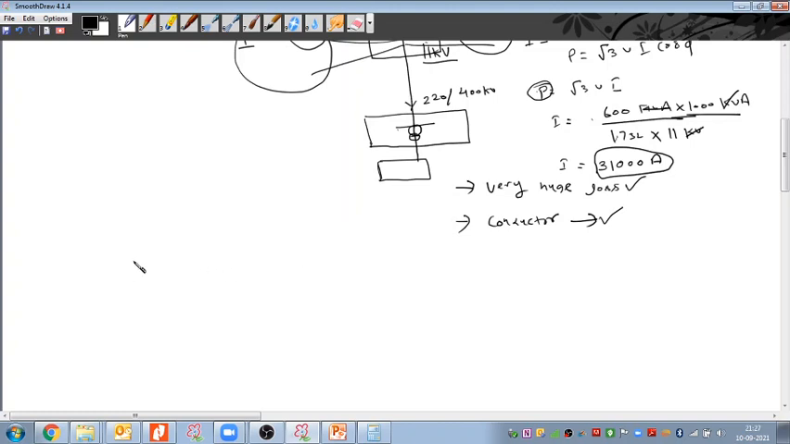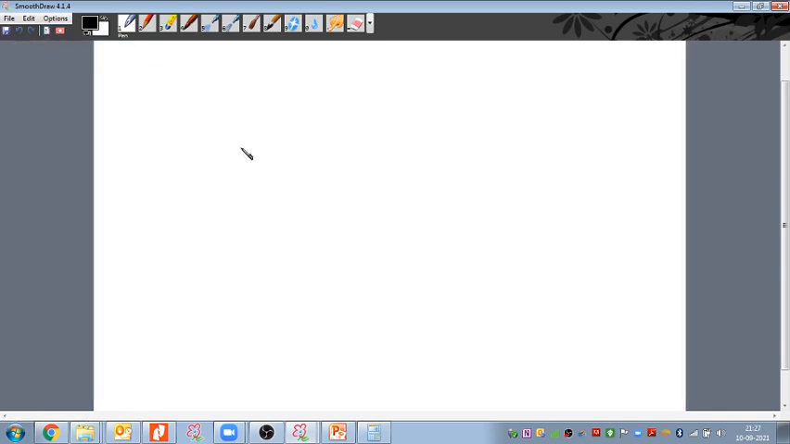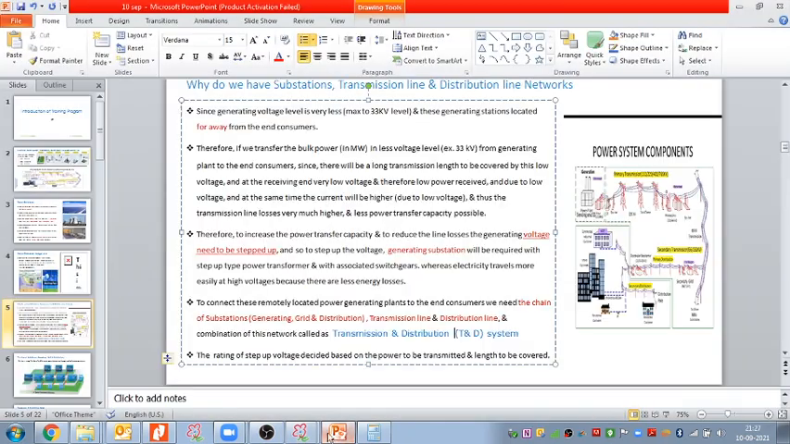Let us make some takeaway points from what we discussed. After this class, what is our takeaway? We discussed the background of T and D, what the system involves in T and D, and why this T and D system is required. And the rating of the step-up voltage is decided based on the power to be transmitted and the length to be covered.